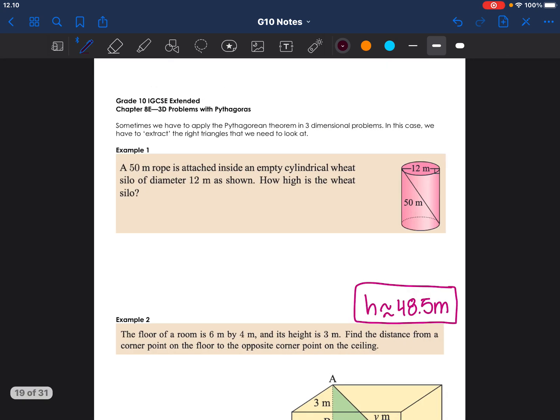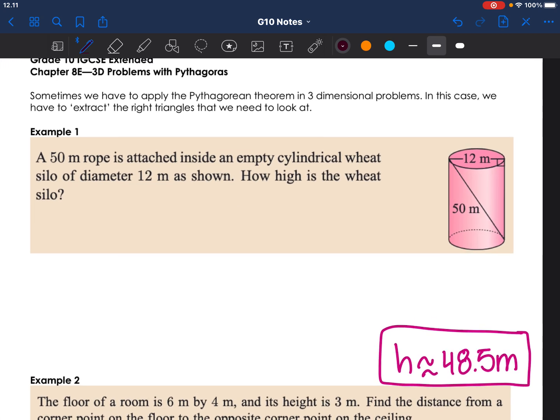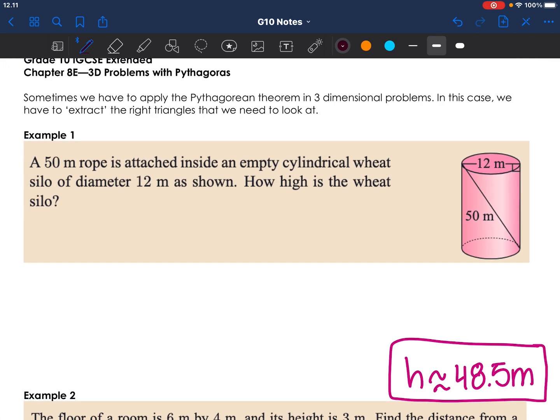Okay. Alright, I'm going to jump into 8E now. Again, we're still working on Pythagorean Theorem, but now we're going to work on 3D shapes. So I want you guys to read example 1 and attempt it. Alright, so it says a 50-meter rope is attached inside an empty cylindrical wheat silo of diameter 12 meters as shown. How high is the wheat silo?